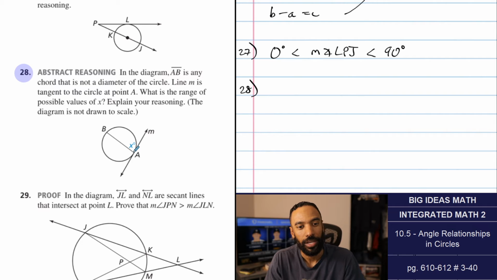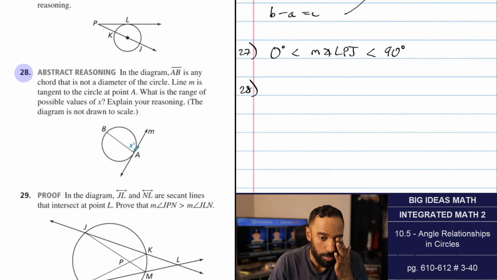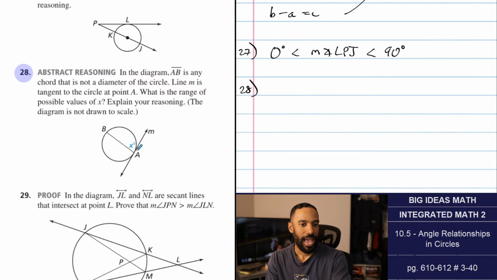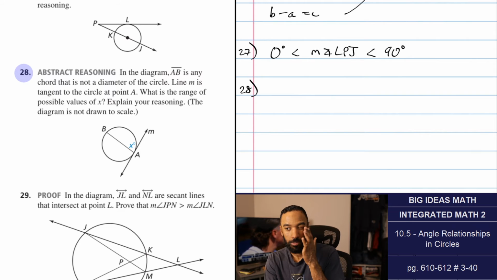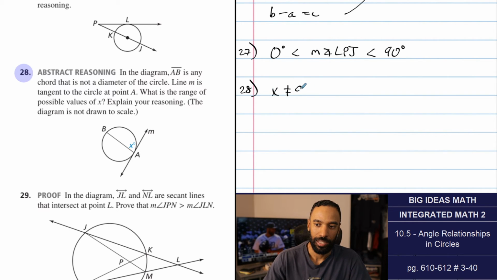Oh, that's weird, because then, hold on, line M is tangent to the circle at point A. So it could even be here, right? It could be like AB here, and then x could be this big. So x can be anything as huge as going all the way over here to basically a full 180 degrees, but not quite 180 degrees. It couldn't be 90, and then it has to be greater than 0. So x can't be 90. It can't be 180. It can't be 0, right?